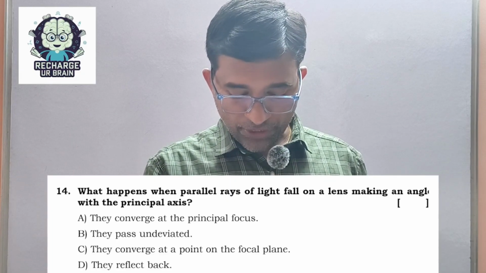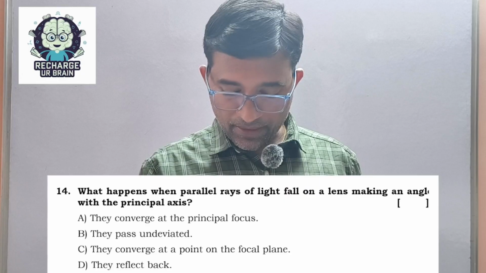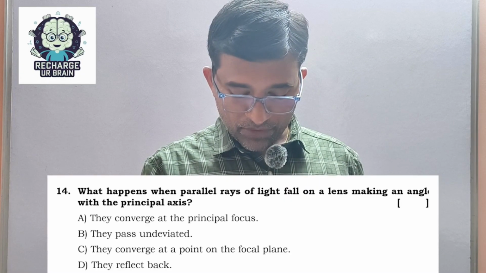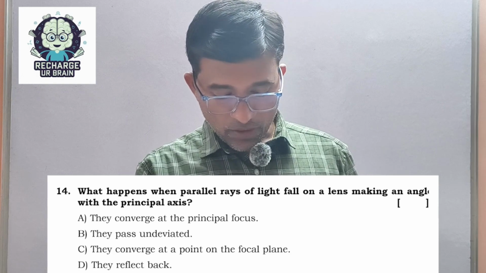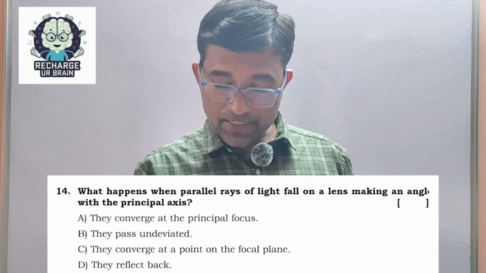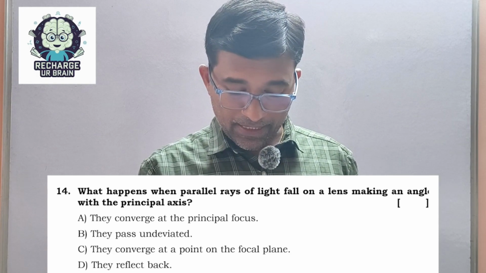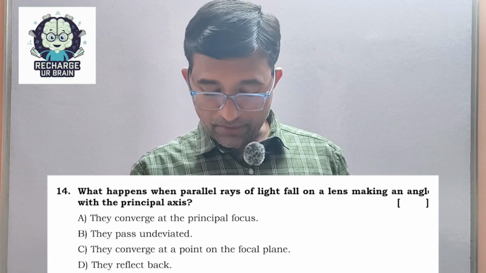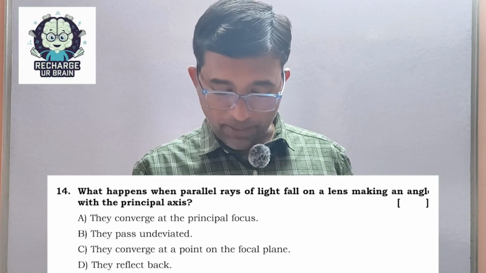Next one, 14th one. What happens when parallel rays of light fall on a lens making an angle with the principal axis? For this, the right option is C, they converge at a point on the focal plane.